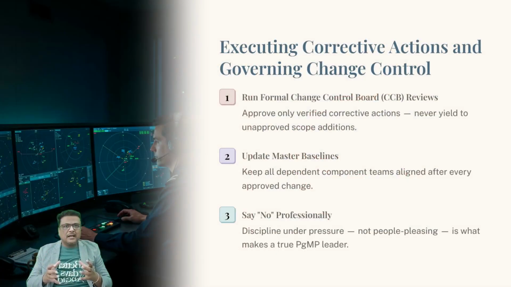Let's talk about the practical art of stepping into the simulation chair to approve change requests, deploy corrective actions, and push back against scope creep under tight time limits. According to the official study guide, effective program control demands executing formal change control board reviews, approving verified corrective actions, and updating master baselines while keeping all dependent component teams aligned.